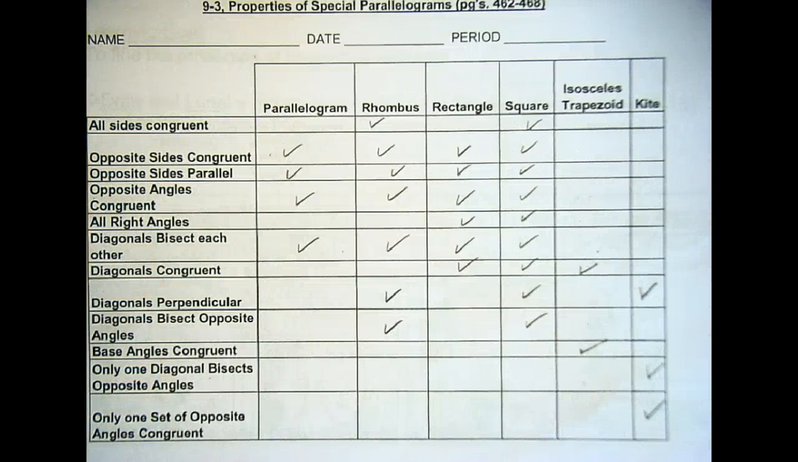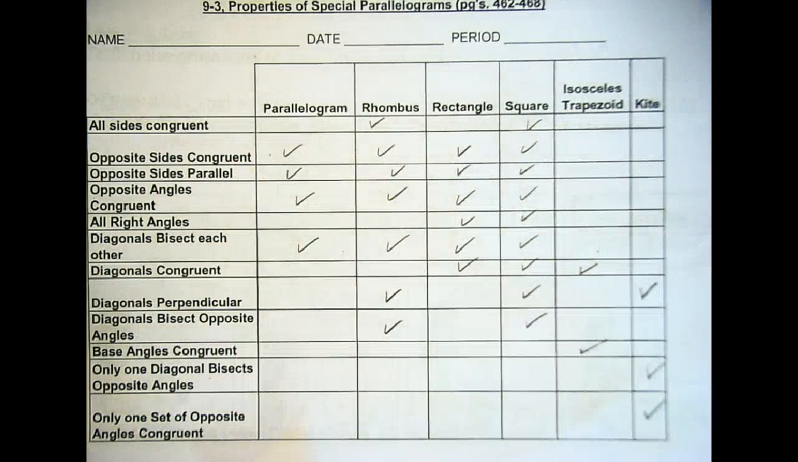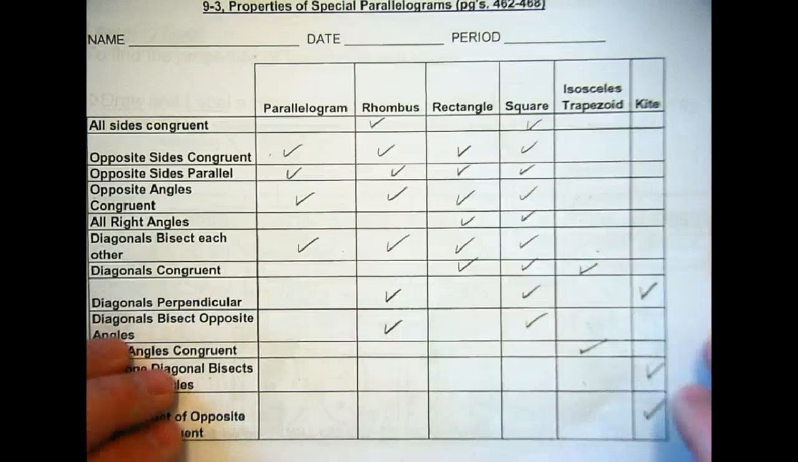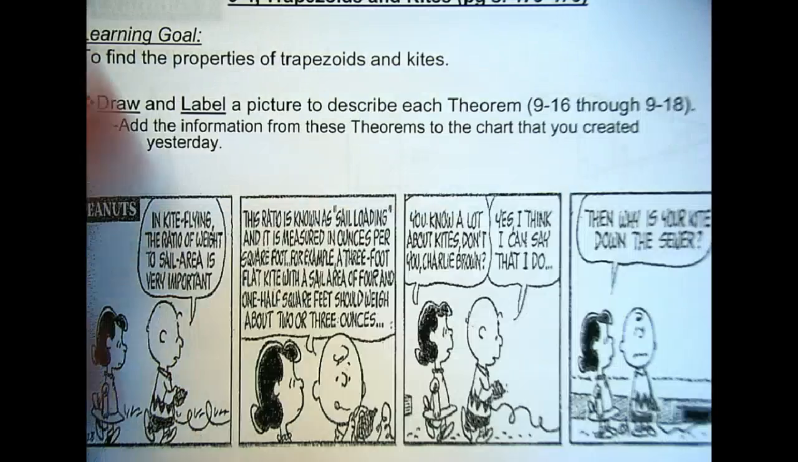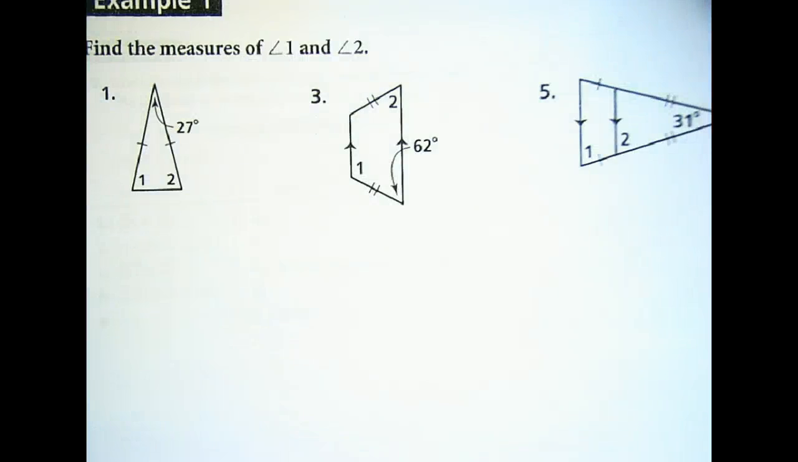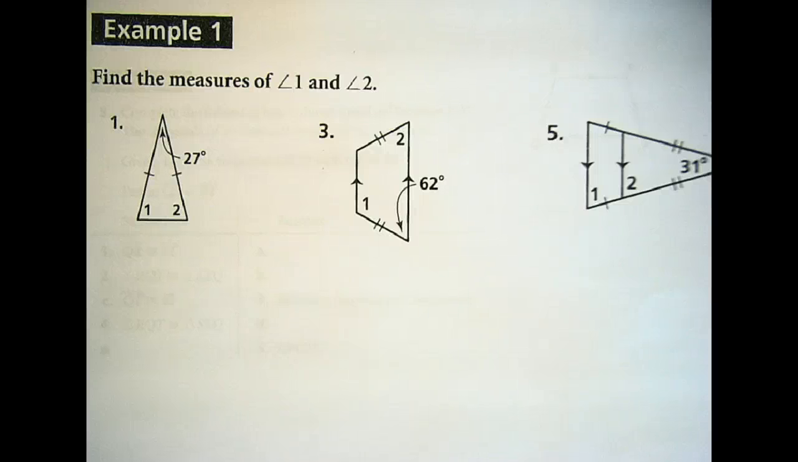All right, so this is your note page, all the stuff we've covered for 9.3 and 9.4. That's a lot of stuff. Any questions there? Okay, for those of you cranking away on your assignment, start working on number 1 now. Find the measures of angle 1 and 2.